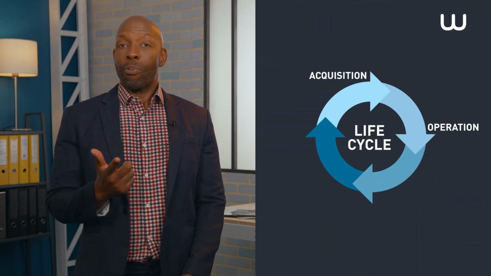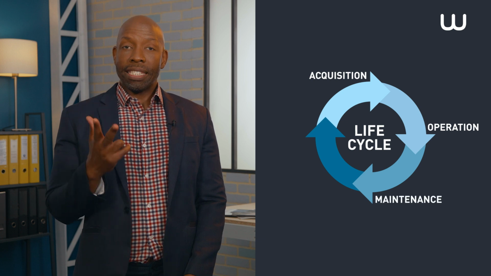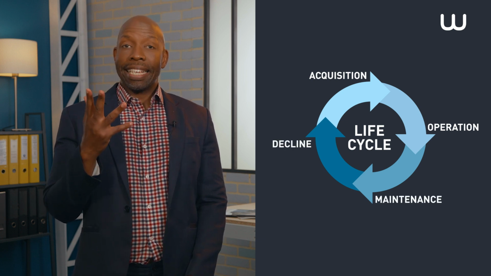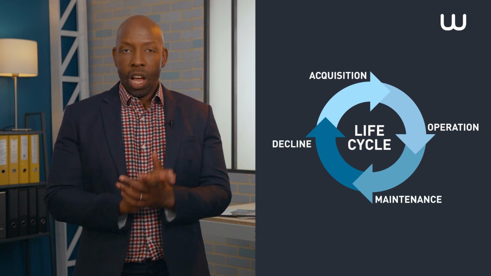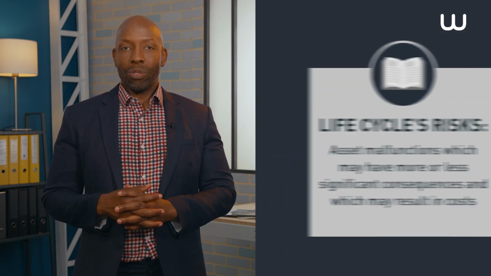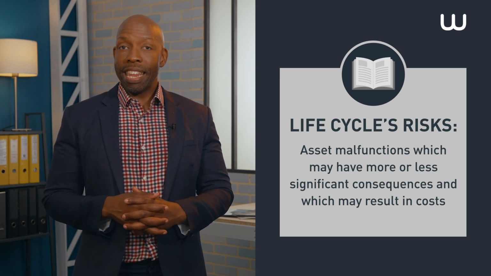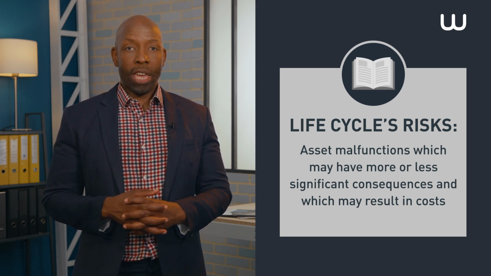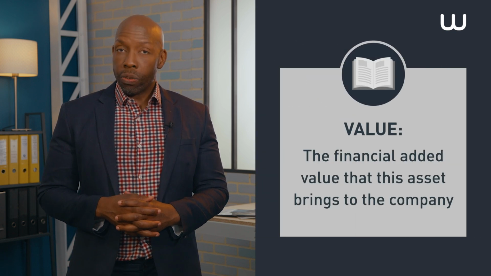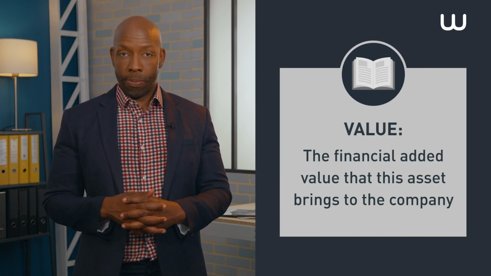An asset's life cycle includes 4 stages: the acquisition stage, the operation stage, the maintenance stage, and the decline stage. All of these stages come with costs and risks or bring value to the organization. Throughout the life cycle, risks correspond to asset malfunctions, which may have more or less significant consequences and which may result in costs. The value corresponds to the financial added value that this asset brings to the company.